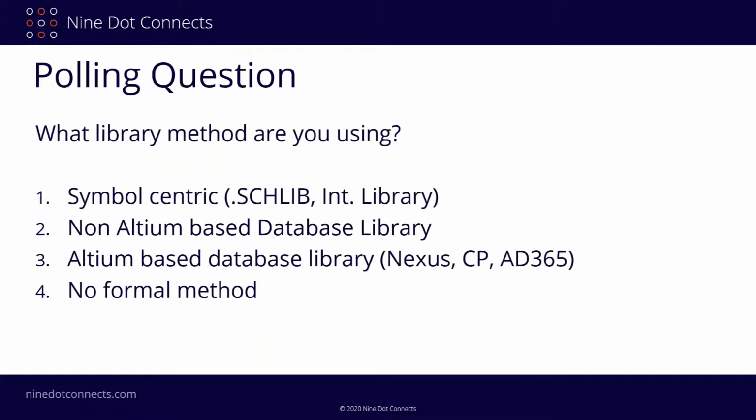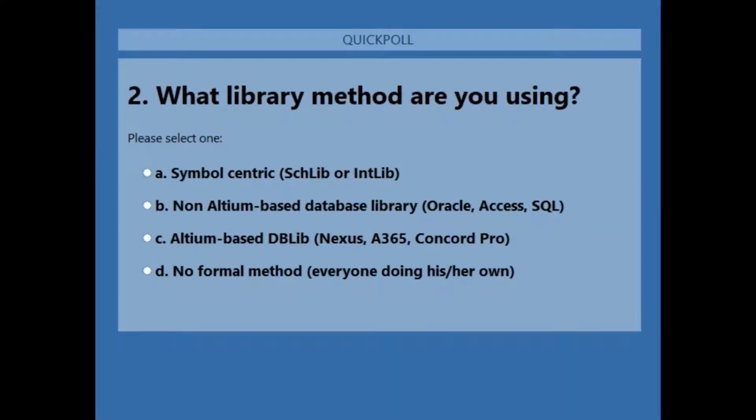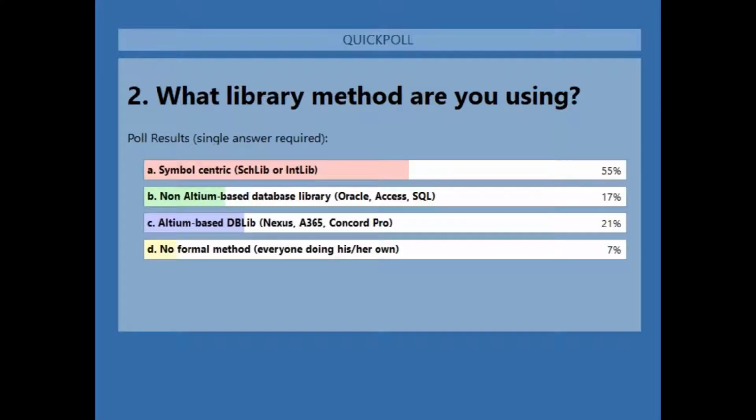I do have another important question to ask you right now. What library method are you using? So we're going to open up that poll. This one is very important for me because depending on the one that you're using, you'll find part choices to be of value in certain ways. Okay, so we just closed that poll over there.